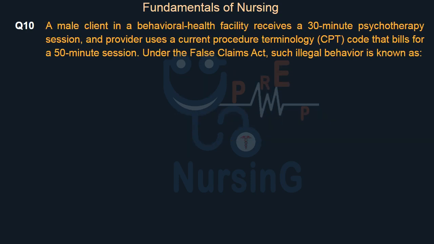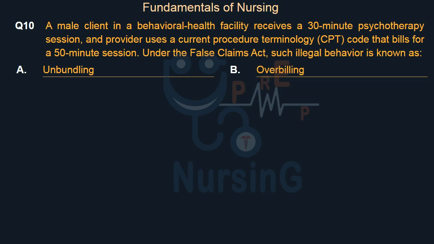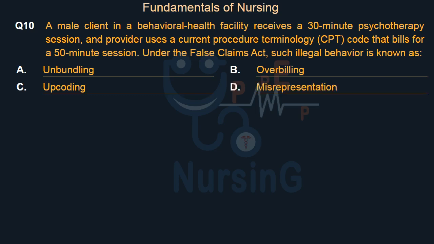A male client in a behavioral health facility receives a 30-minute psychotherapy session, and the provider uses a current procedural terminology, CPT, code that bills for a 50-minute session. Under the False Claims Act, such illegal behavior is known as Option A. Unbundling. Option B. Overbilling. Option C. Upcoding. Option D. Misrepresentation. Right answer is Option C.